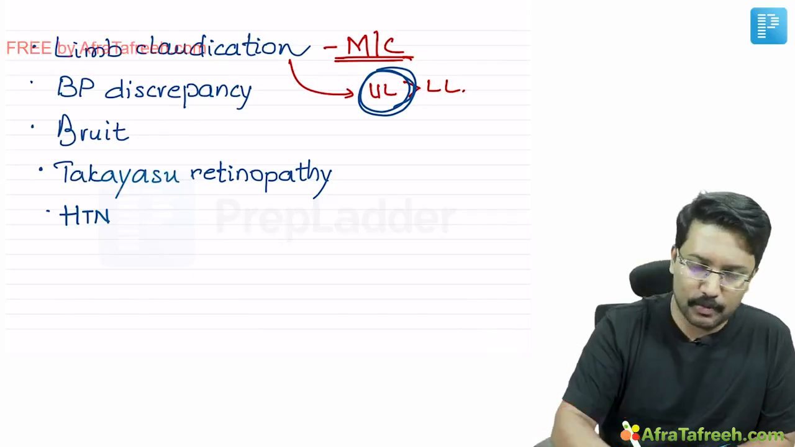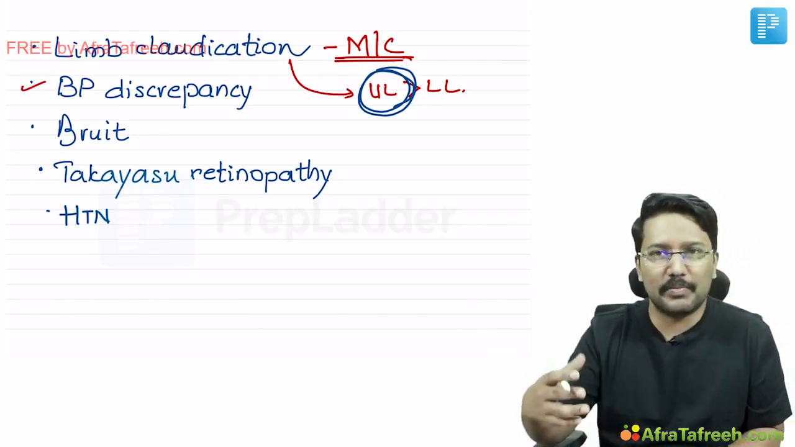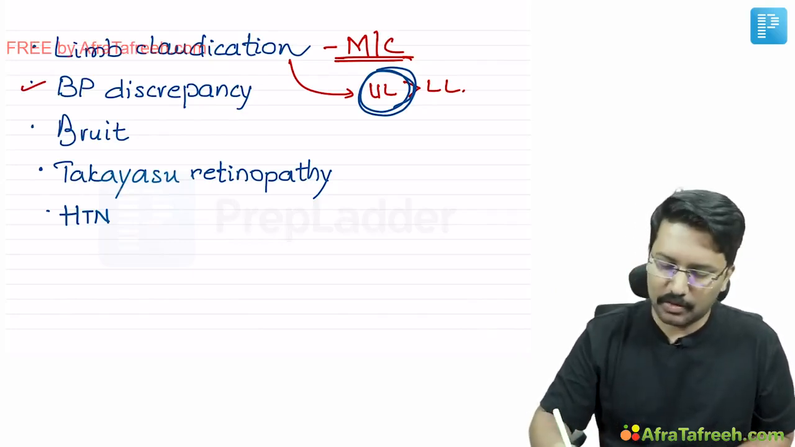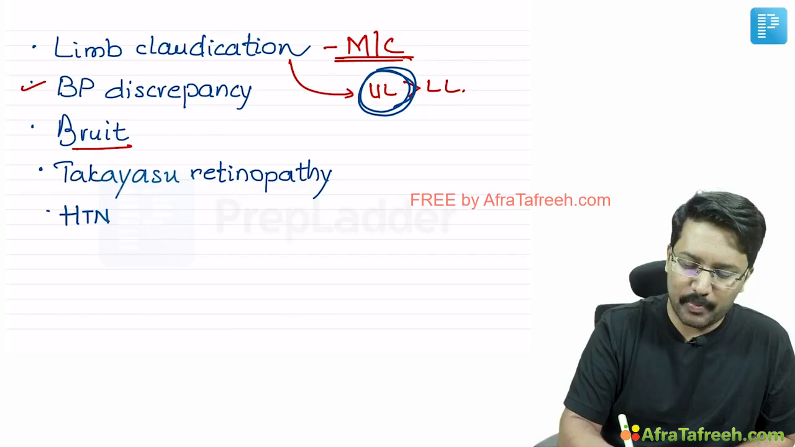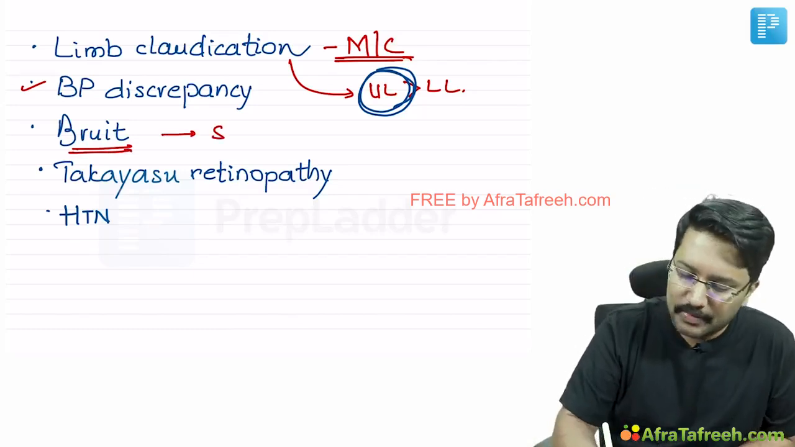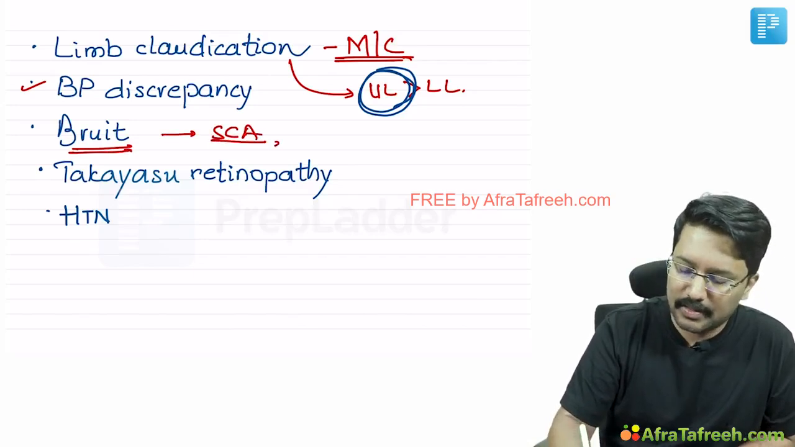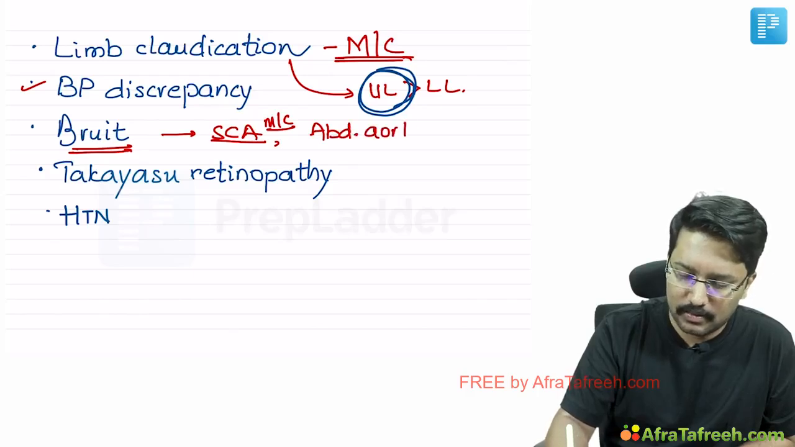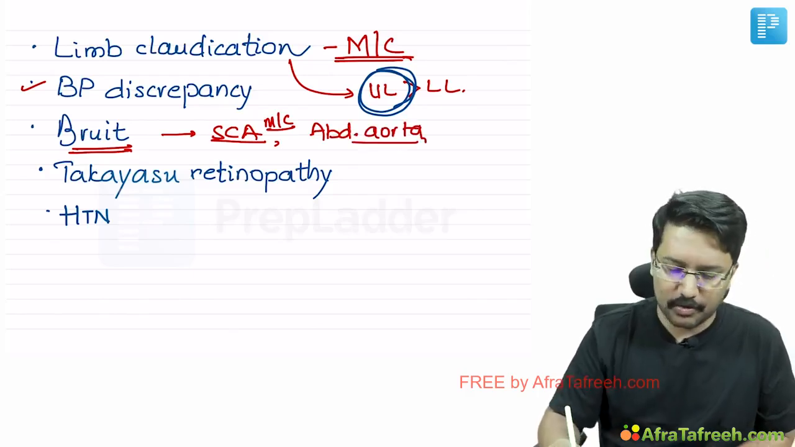So this is one more point to note, and in fact this BP discrepancy is part of the ACR classification criteria, right? And because we're talking about stenotic lesions, patients may have bruit. The most commonly heard site for bruit is the subclavian artery. Apart from that, the second most commonly heard site for bruit is the abdominal aorta, right? So that is about the bruit.